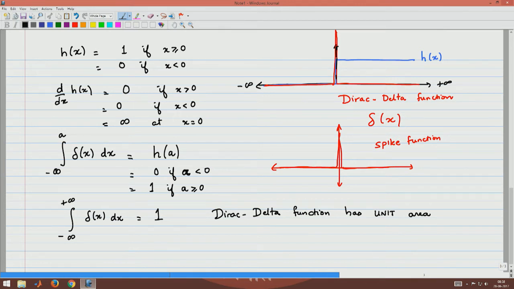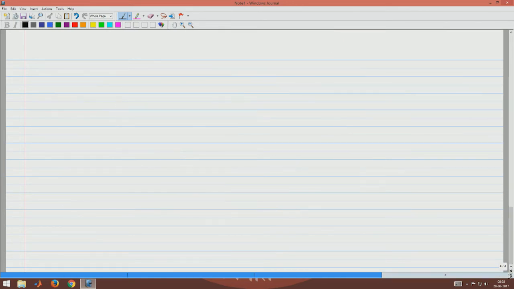Okay. There is one more feature of the Dirac delta function which makes it really useful, which is the following. Suppose I take f of x multiplied by delta of x minus a dx, and I integrate it from minus infinity to plus infinity. Okay. This will give me exactly f of a.